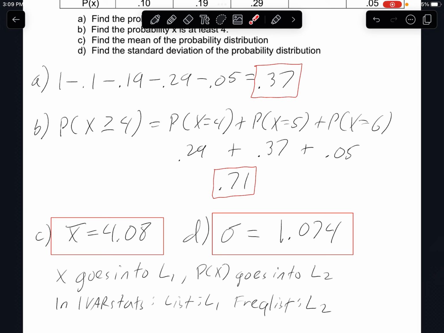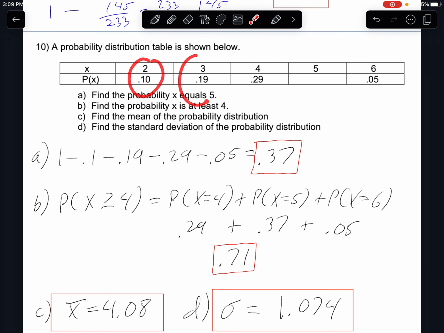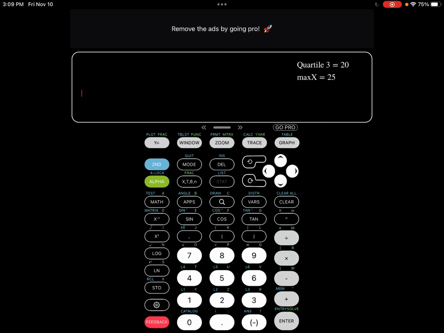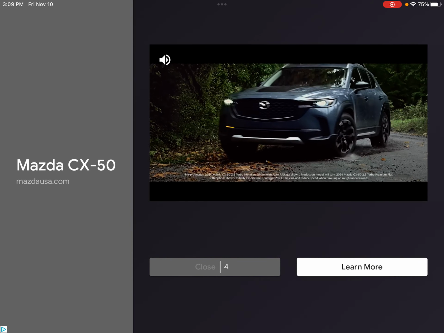We can go into our calculator and input our probability distribution table in order to calculate the mean and the standard deviation. Let's take a look. And this one I'll show you inputting into the calculator. So let's hit Stat, let's hit Edit.